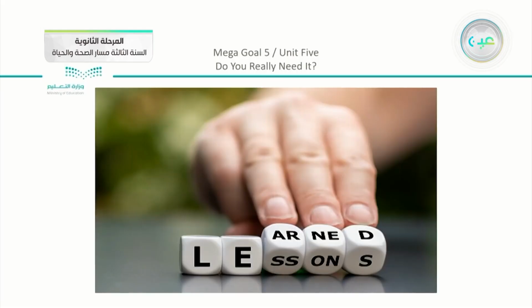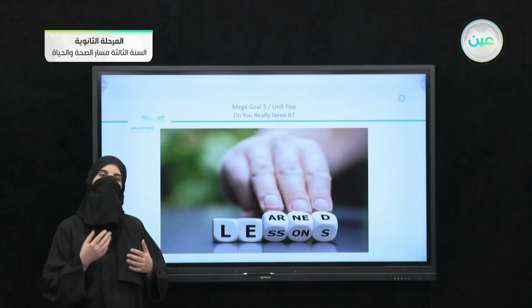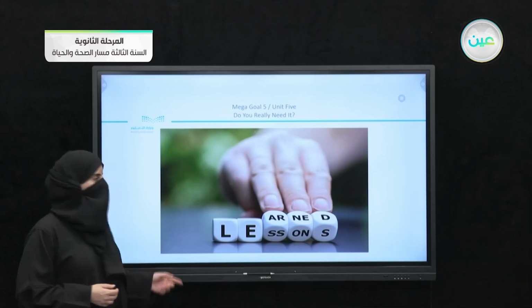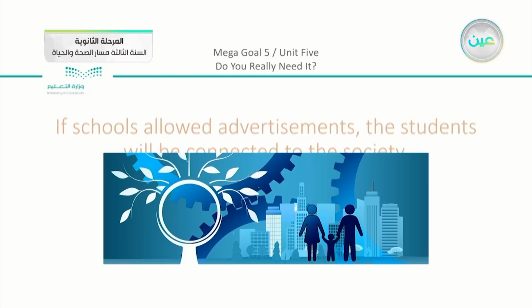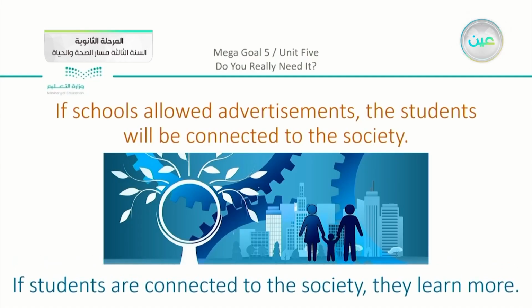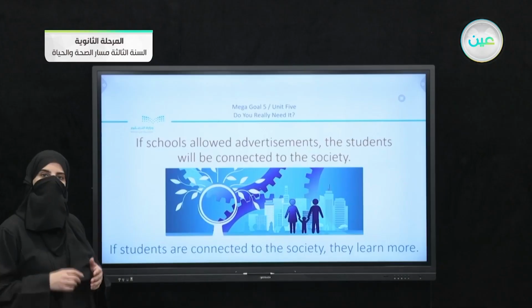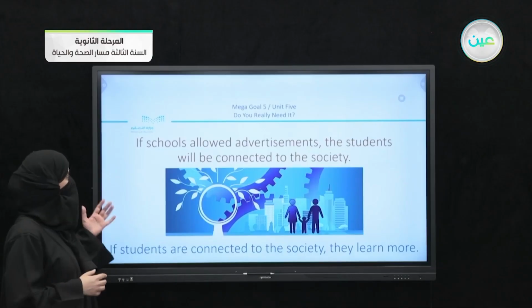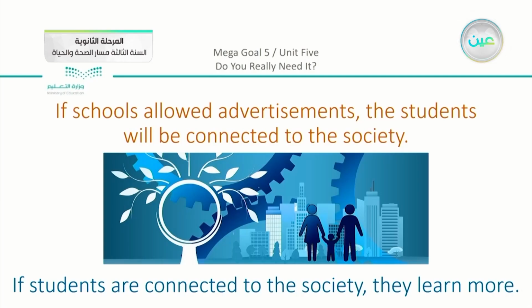Now, what did you learn when we talked about the benefits or the advantages of advertisements at school? Now, we can say if schools allowed advertisements, the students will be connected to the society. And we can also say if students are connected to the society, they learn more. Now, if you see these two statements here, let's just go back and see the first one. If schools allowed advertisements, the students will be connected to the society. And as a result, we have here the second one. If students are connected to the society, they will learn more.